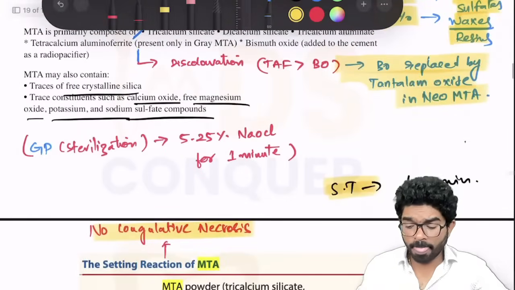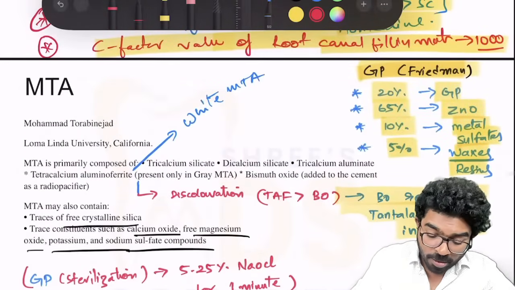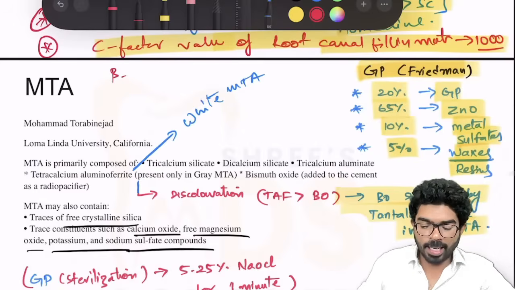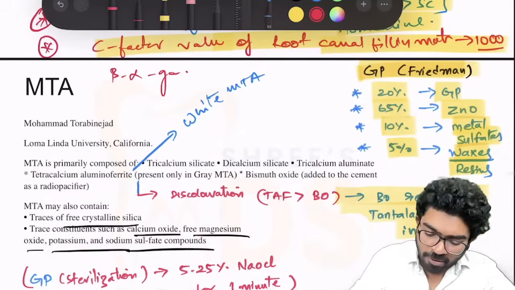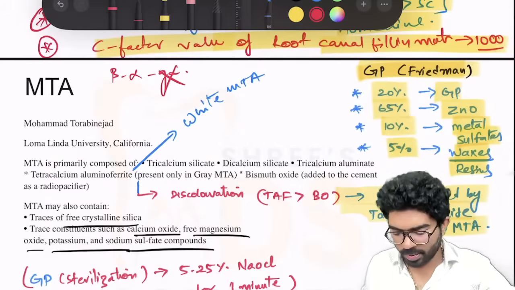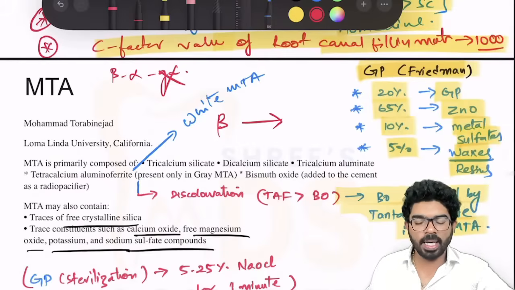And the form of gutta-percha that is available for us is the beta form. Gutta-percha is available as beta, alpha, and gamma. Three forms are available, where the alpha form is not used. Whatever form is visible to your naked eye in the departments is the beta form.